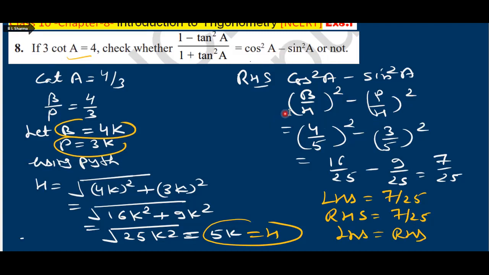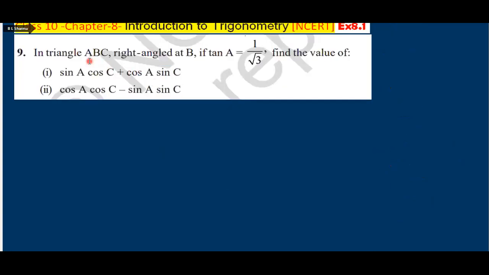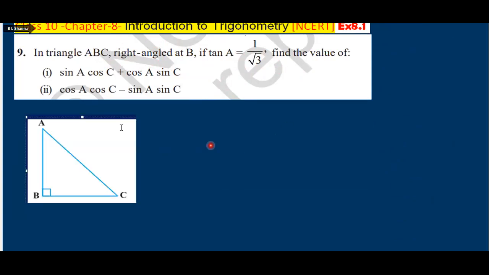And now the next question, question number 9 on your screen. In triangle ABC, right angle at A. एक ट्राइंगल है जो A पे राइट एंगल बनाता है. देखिए, ABC ट्राइंगल है और ये राइट एंगल बनाएगा यहाँ पे B पे. So yes, in triangle ABC, right angle at B, this B is 90 degree. tan A is equal to 1 upon root 3.